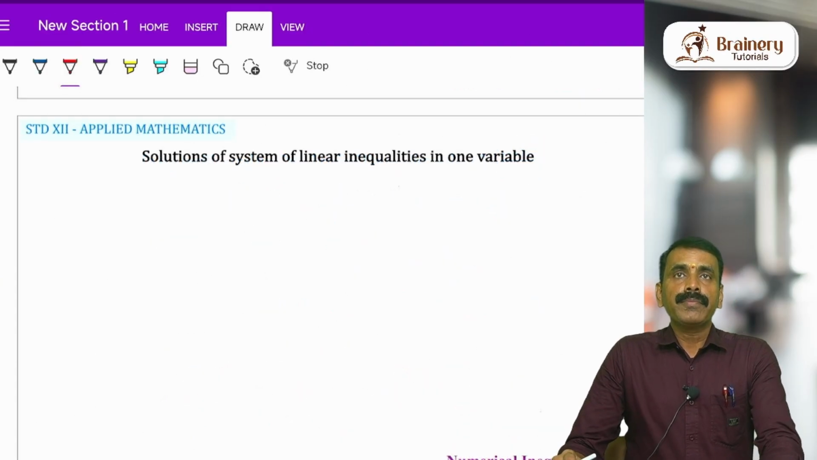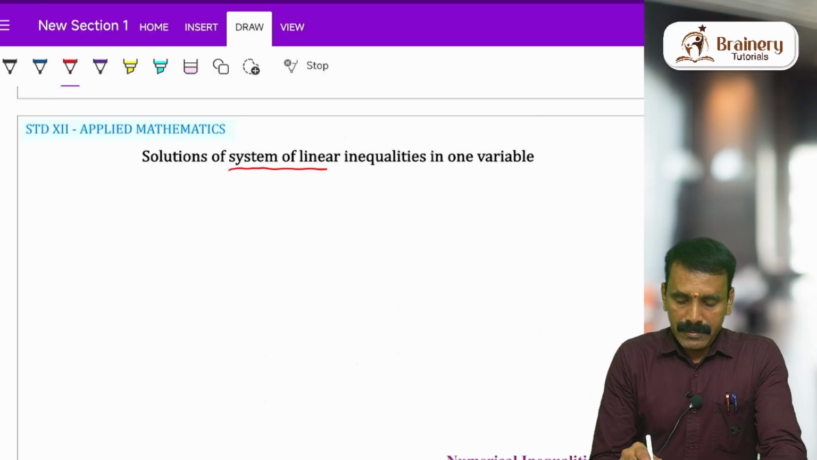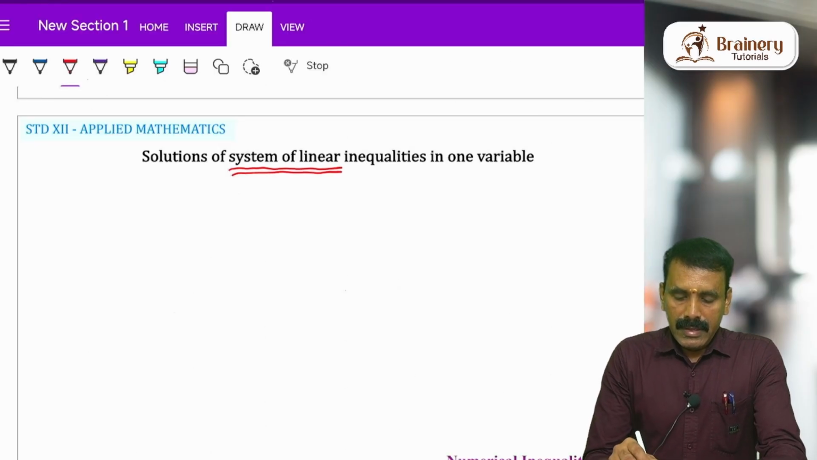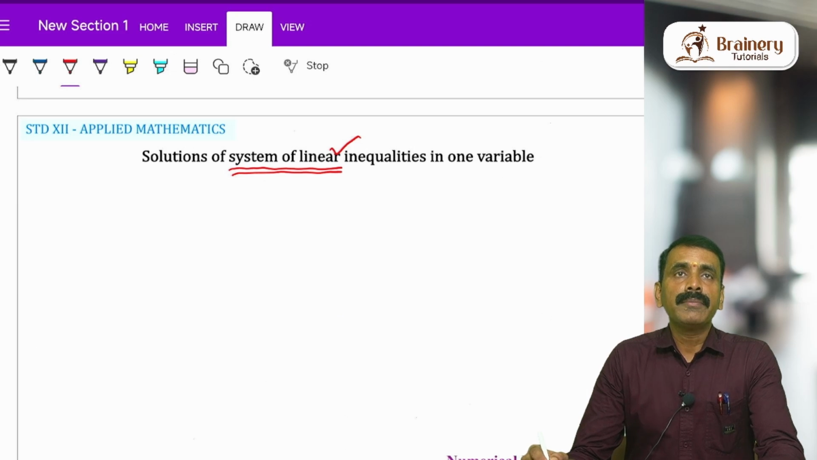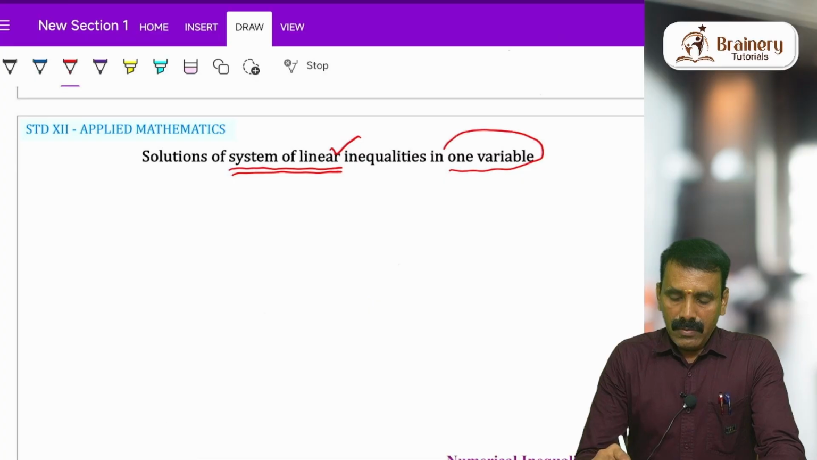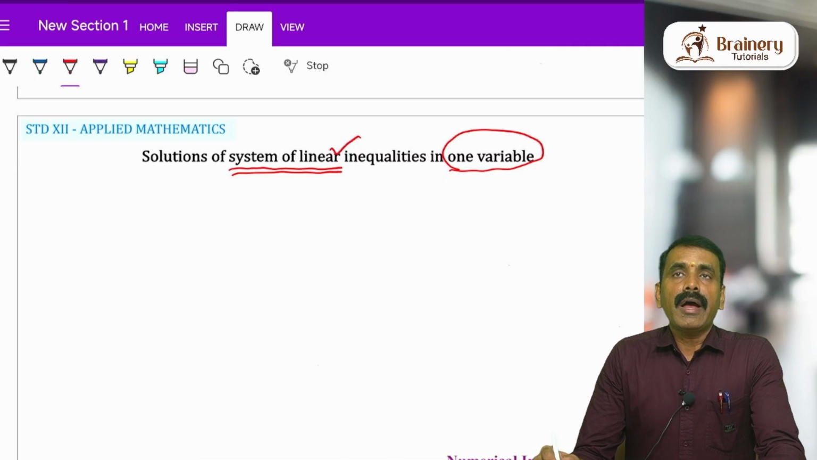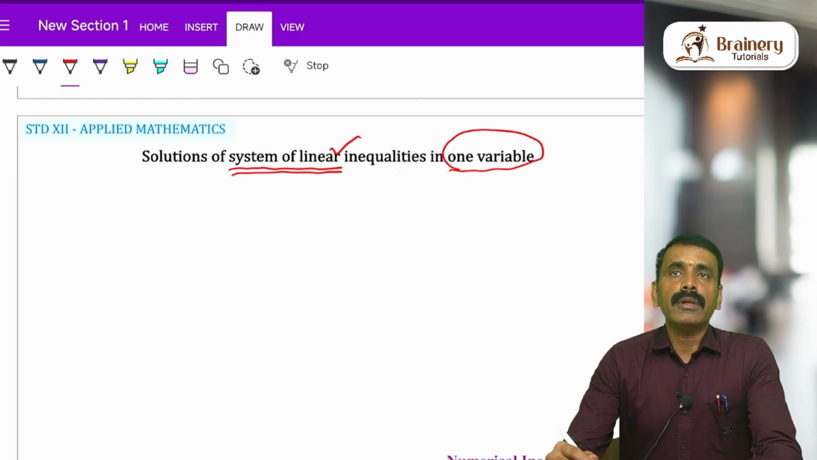Now we are going to see the solution of a system of linear inequalities. What do you mean by a system of linear inequalities? Linear inequality we know. System means a set of inequalities having the same variable x. And we are going to consider one variable, that one variable will be x. So we will be having more than one inequality. Is it clear? And we are supposed to find the value of x which will satisfy that set of inequalities.